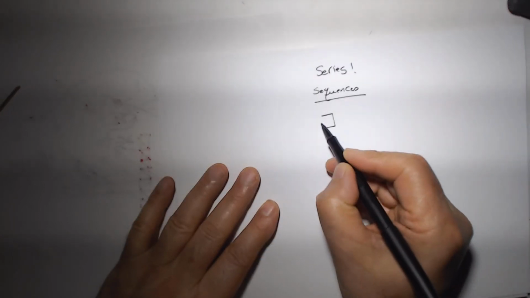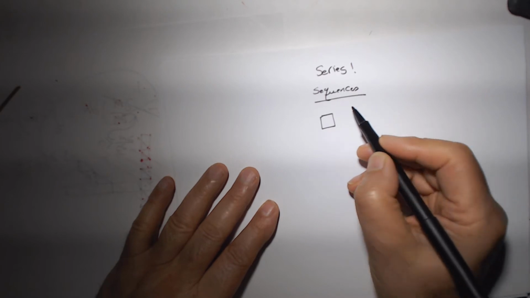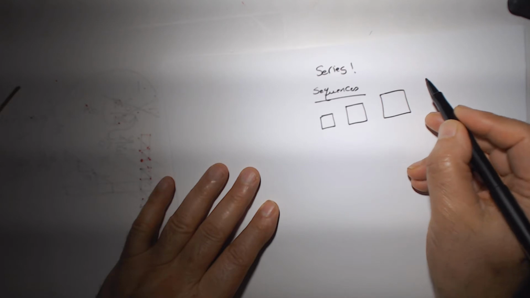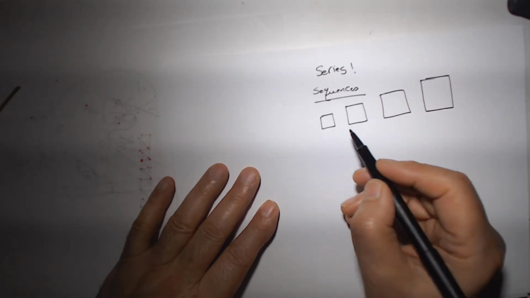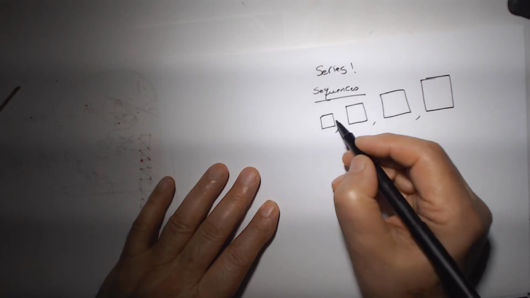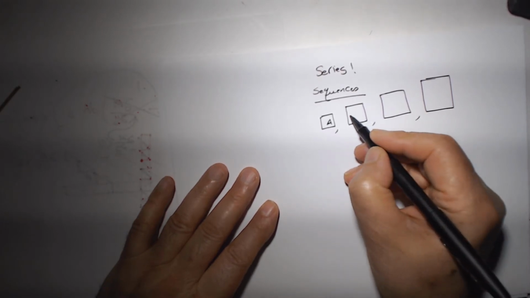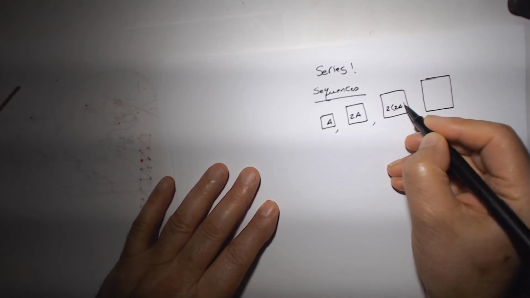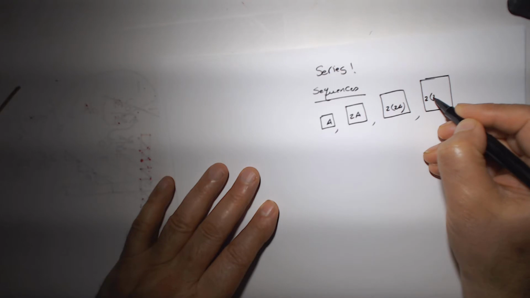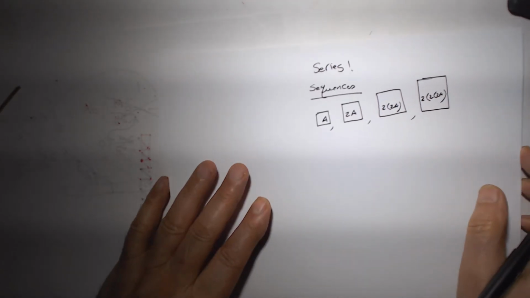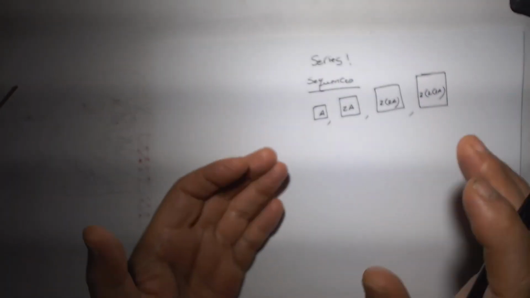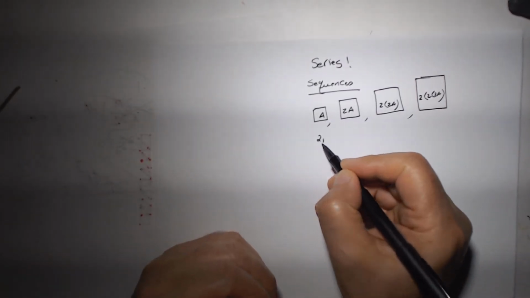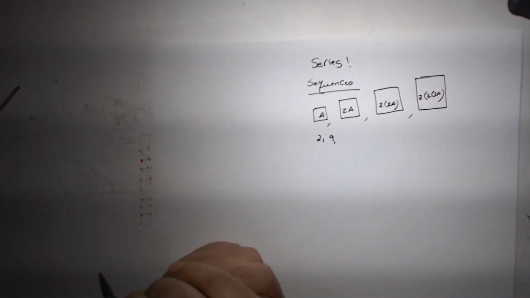A sequence is a set of objects, and those objects are going to have a pattern. Whatever this area is, this will be doubled, this doubled the second one, and this doubled the third one. That's called a sequence. A sequence can be in numbers, could be 2, could be 9.